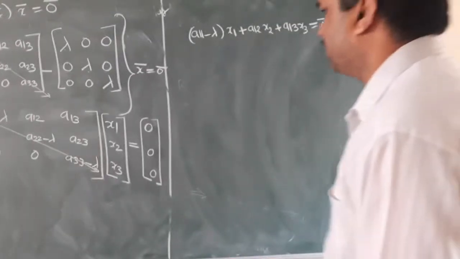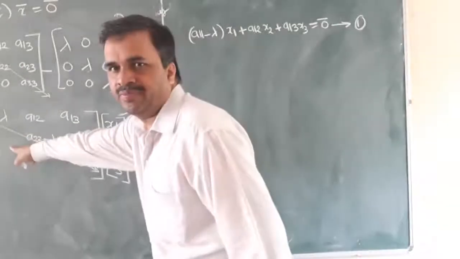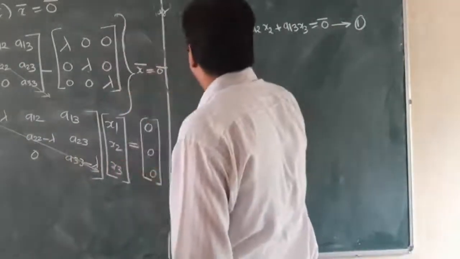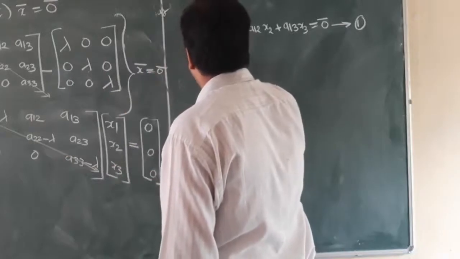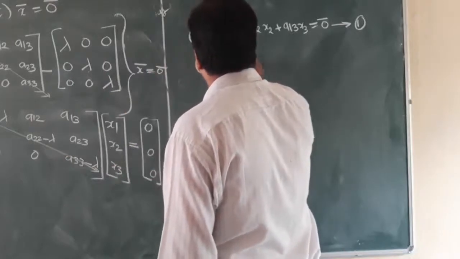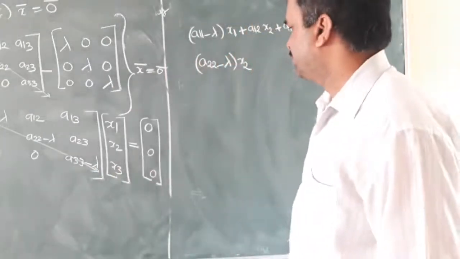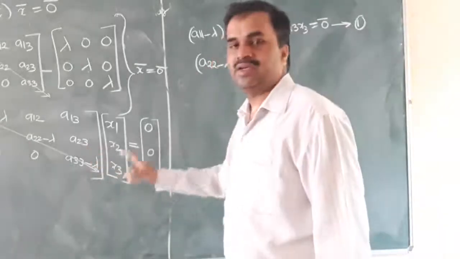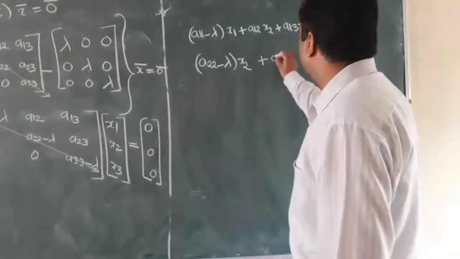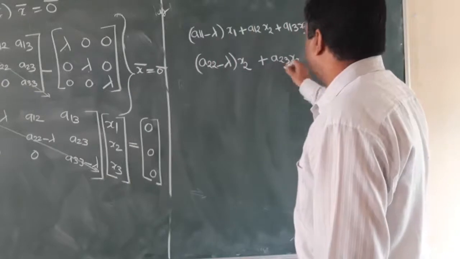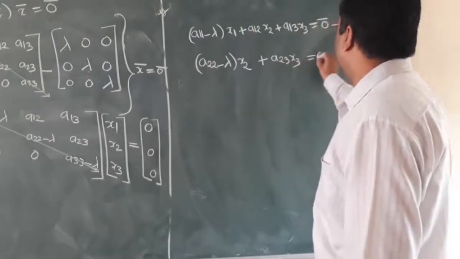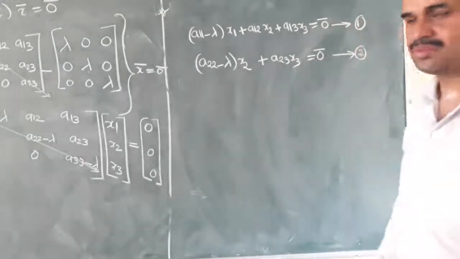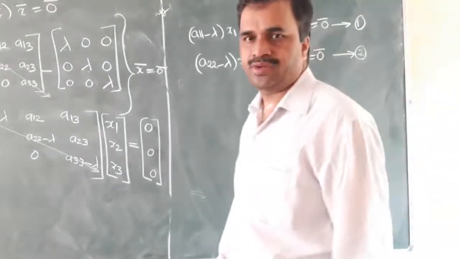Number 2, the second equation. Now look at the second row: (a22 minus lambda) x2 plus a23 x3 equal to 0 bar. Equation number 2.